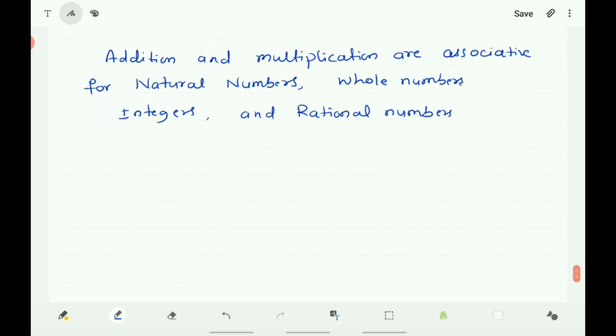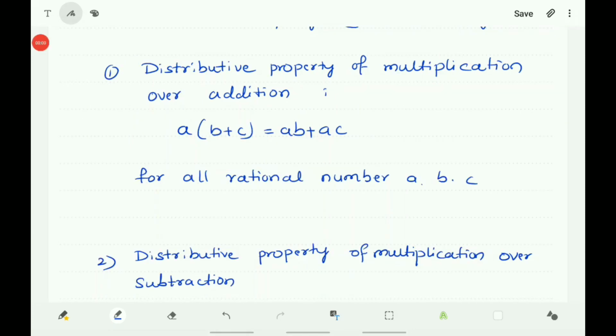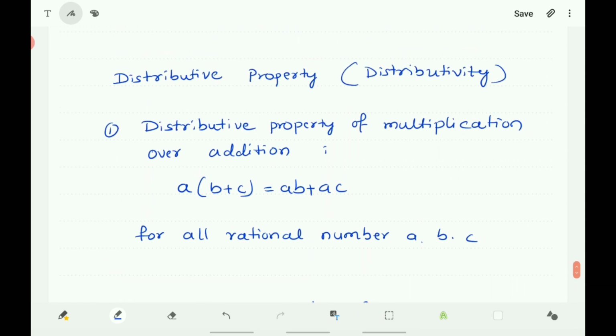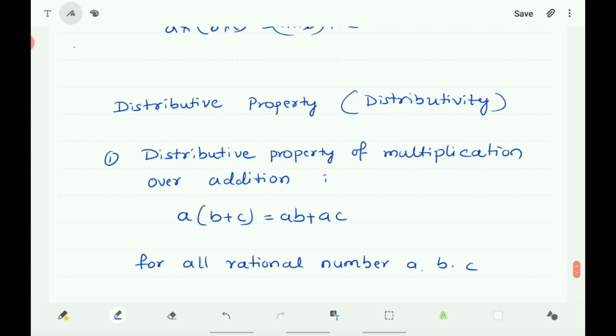That is, for all rational numbers a, b, c, a plus b plus c is equal to a plus b plus c. A into b into c is equal to a into b into c. Next property is the distributive property of multiplication over addition and the distributive property of multiplication over subtraction. That is the distributive property, which is also termed as distributivity.